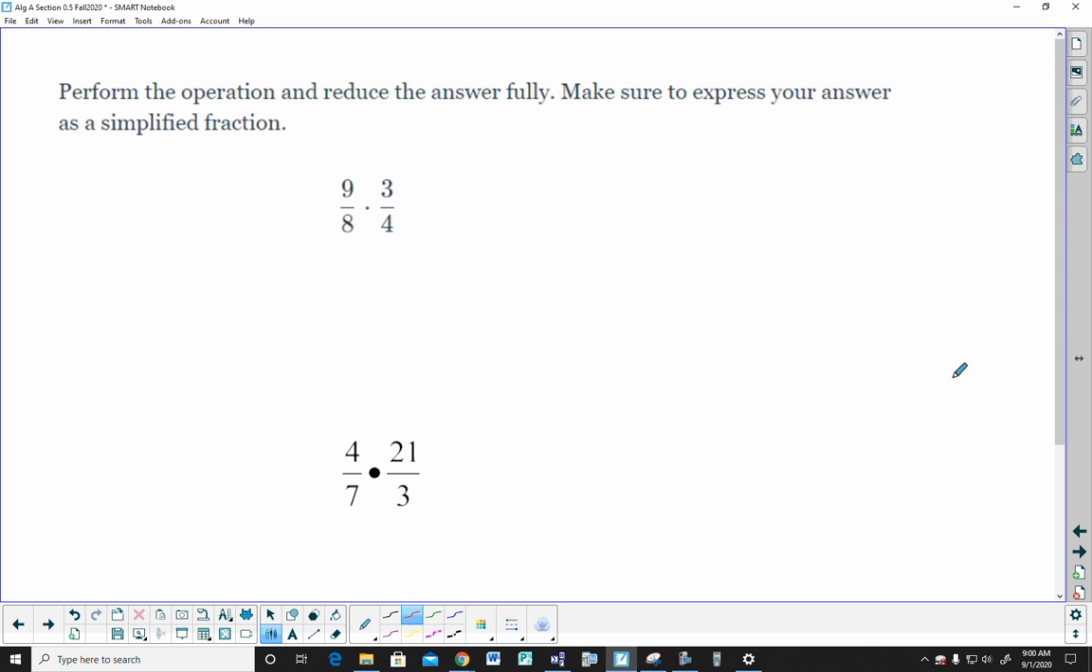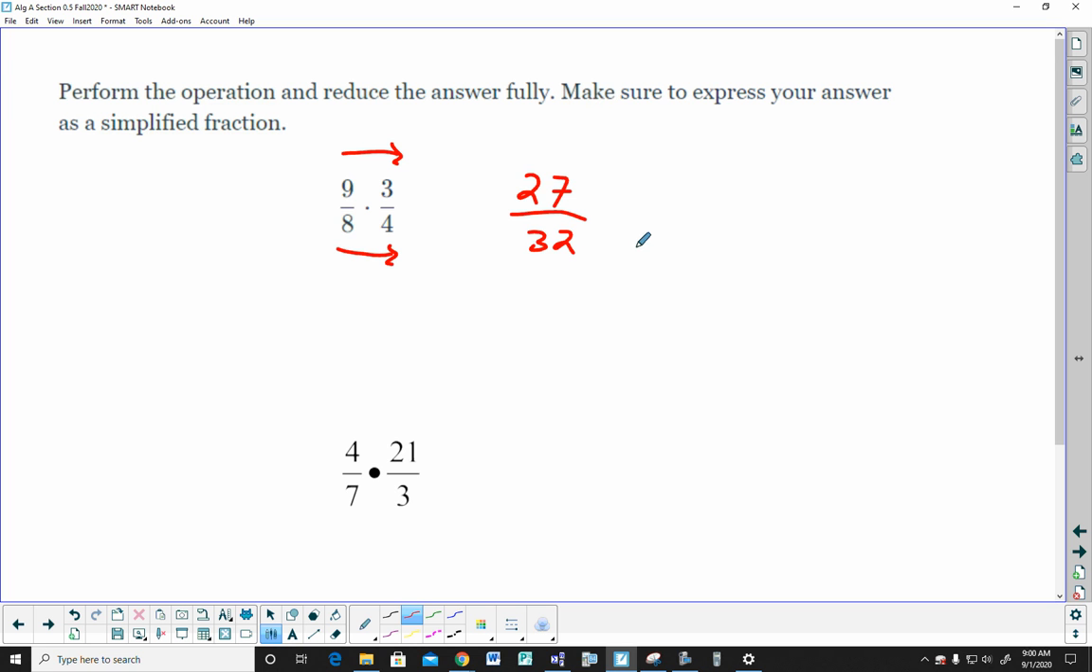Okay. So this one, it's really no different. That's the wording. Perform the operation and reduce the answer fully. Make sure to express your answer in simplified fraction. Okay. All that means multiply it. All right. Again, you multiply straight across. So 9 times 3 is 27. 8 times 4 is 32. And I know that it can't be reduced by looking at it.